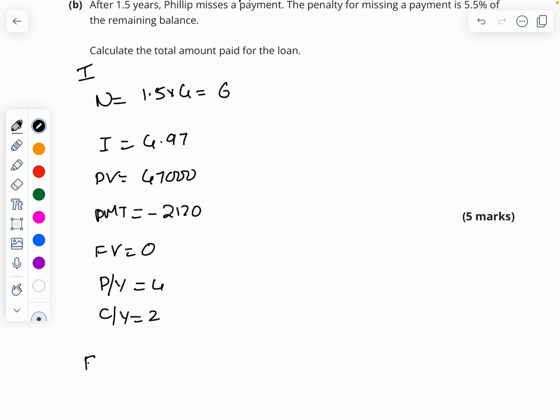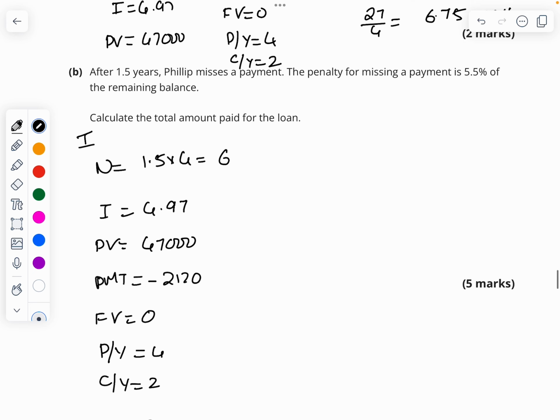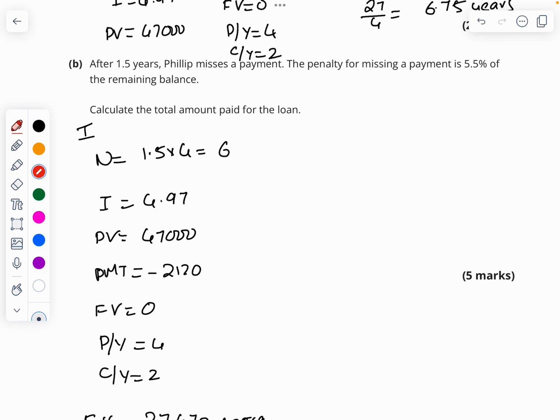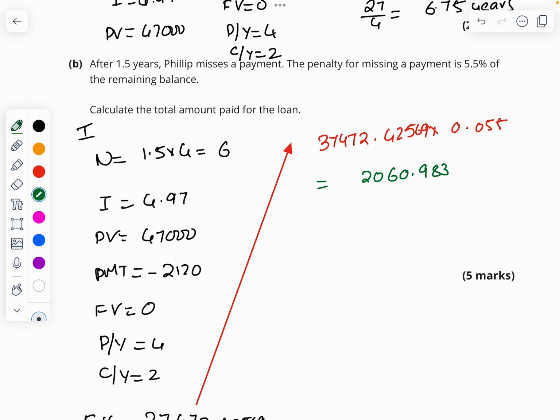Calculate the future value. So future value will become 37,472.42569. That's going to be the value. Now penalty charge will be 5.5% of the remaining balance. So it will be 37,472.426569 times 0.055. This is going to be the penalty. How much is that? 2060.983413. Now that is the total penalty charged.